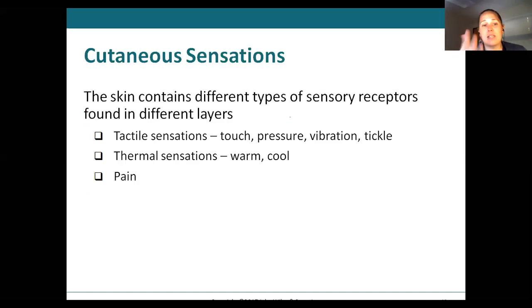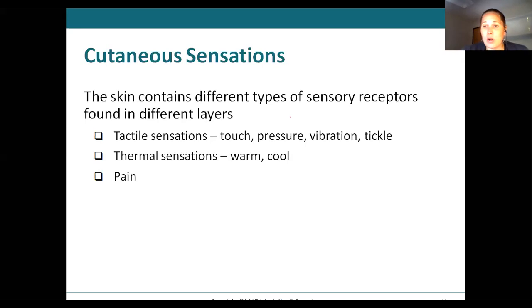In terms of cutaneous sensations, again, it's very important that we're able to interact with our external environment. And so things like tactile sensations, so touch, pressure, vibration, tickle. We need to be able to detect all of these things in our environment. So we have sensory receptors present in our skin that allow us to detect each and every one of these sensations. Just imagine how different your life would be if you couldn't feel pressure, and how hard it would be for you to operate in your everyday life.